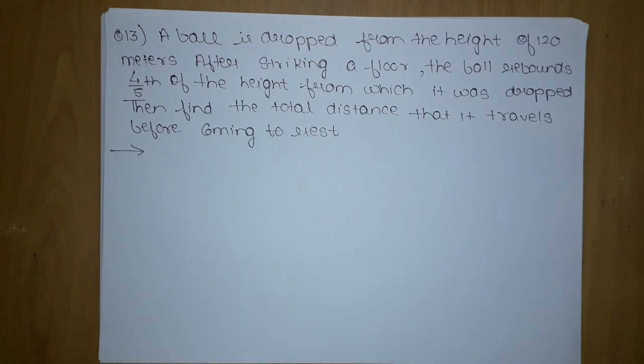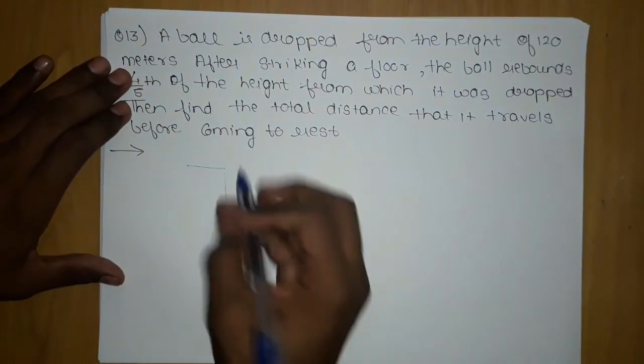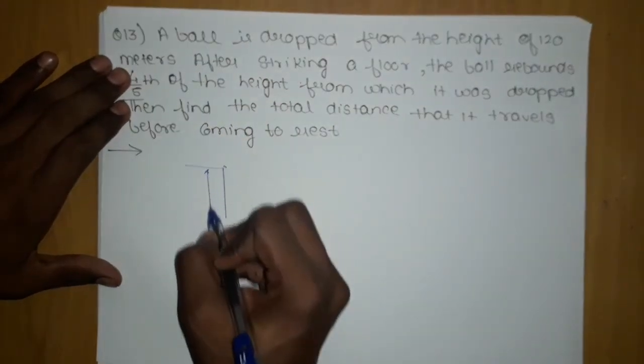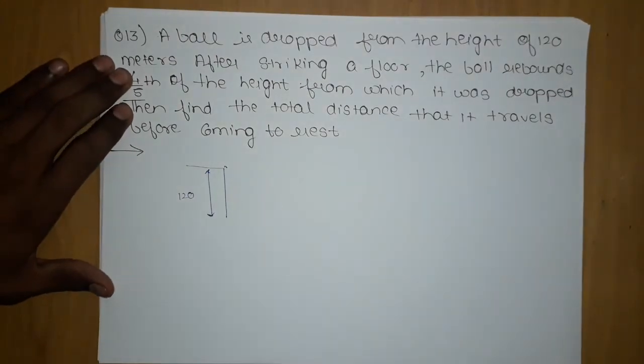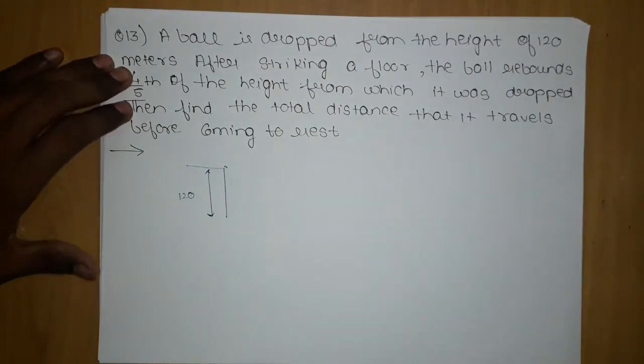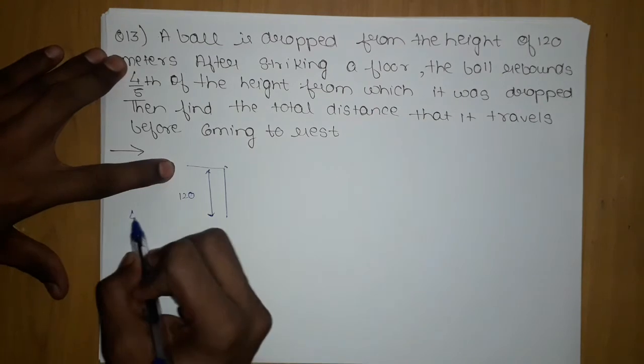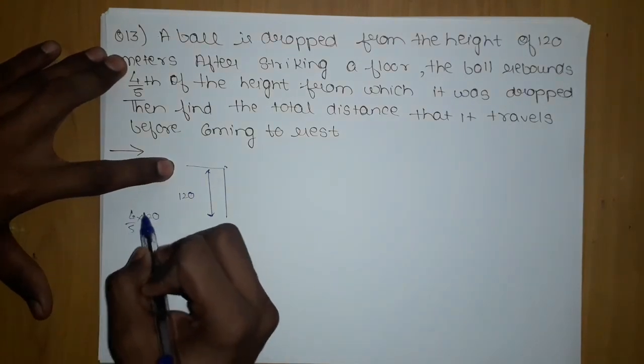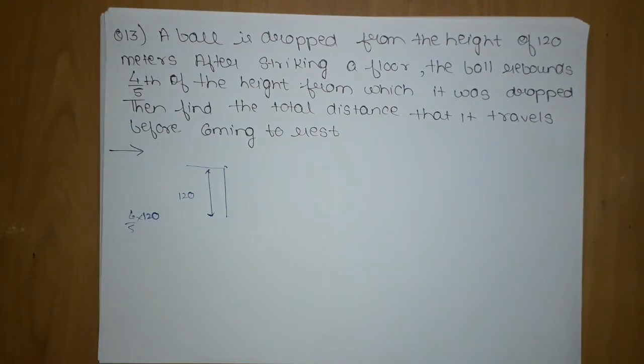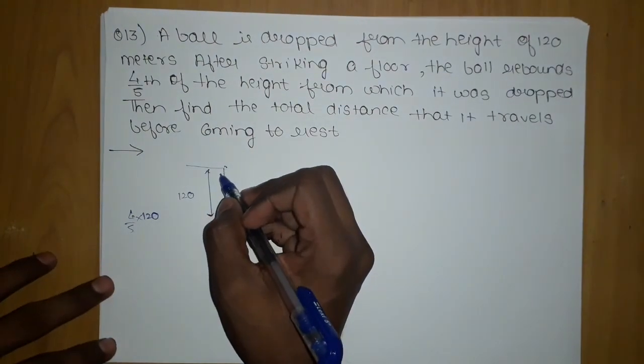Then find the total distance that it travels before coming to rest. Okay, now if I drop a ball from a height of 120, and I ask you to find 4 by 5th of this height, it is nothing but 4 by 5 into 120. Please, you should know this.